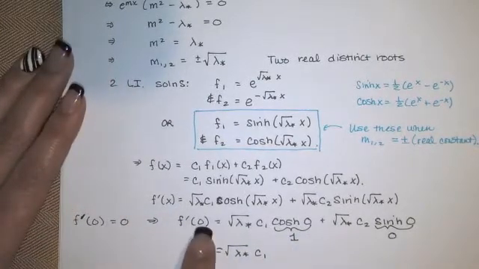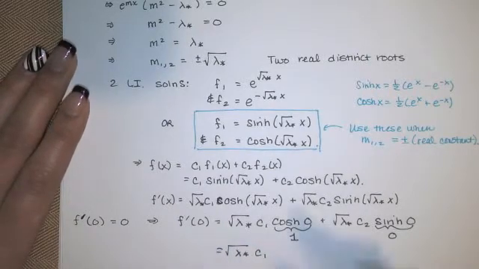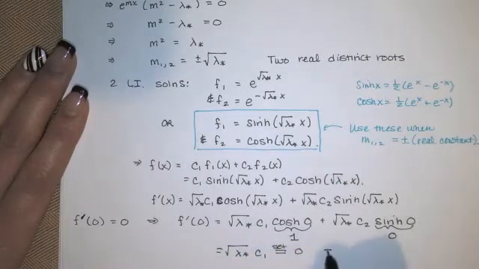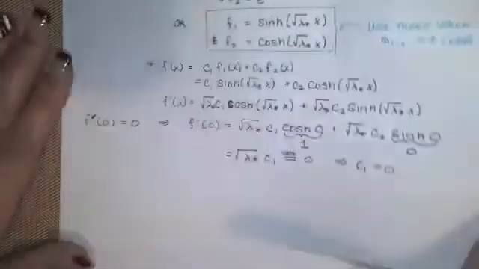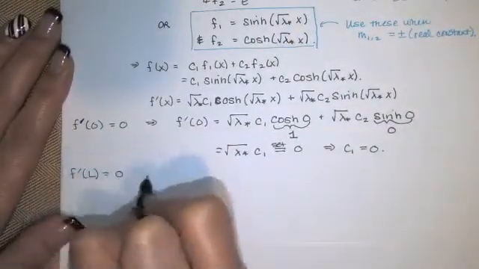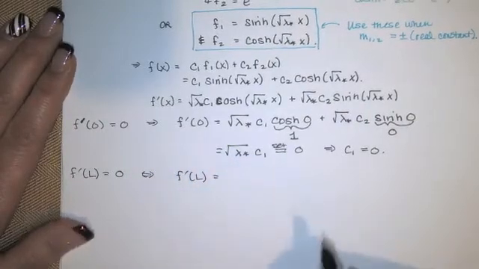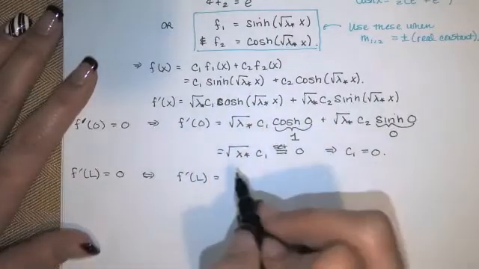Now that is f prime of 0 in general. We need f prime of 0 to equal 0. So we set this expression equal to 0. And then we say, okay, well, if this times this equals 0, that means one of these is 0. Since this is not 0, that means C1 must be 0. Okay. Now our second boundary condition tells us this. C1 is 0, so I will just leave that off.